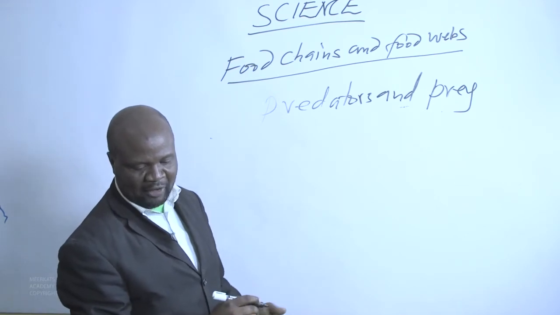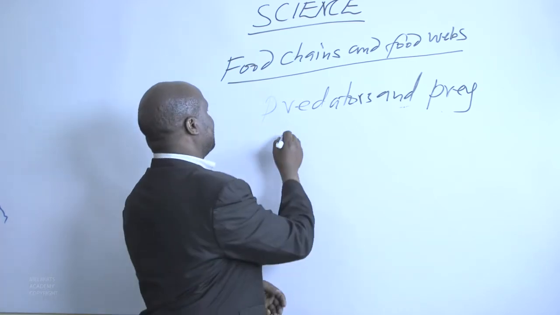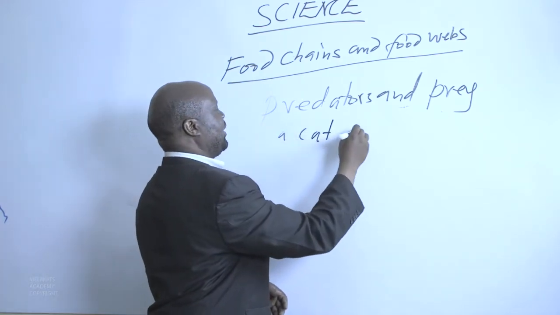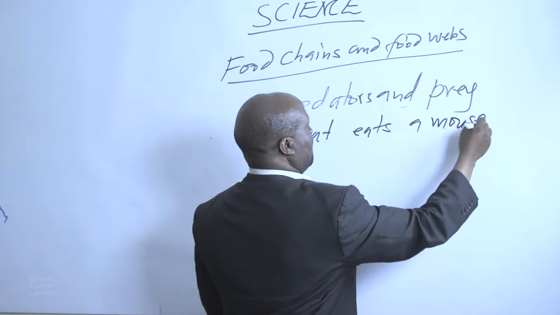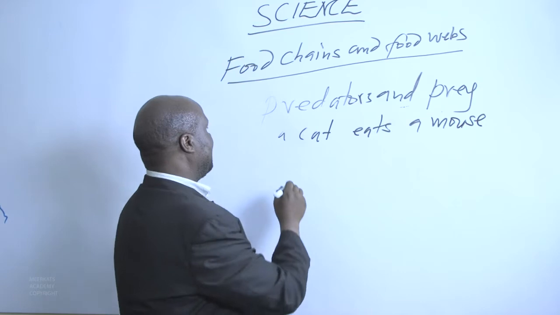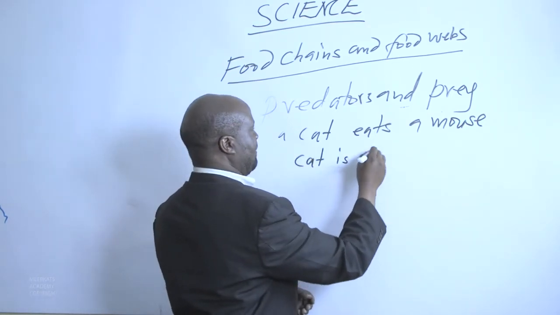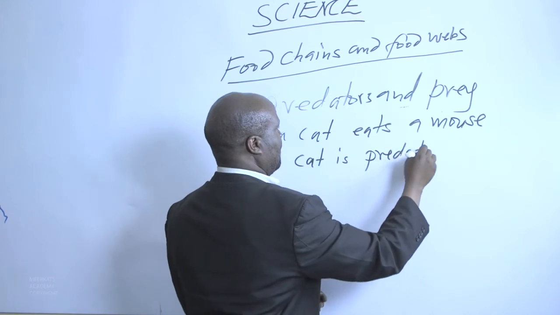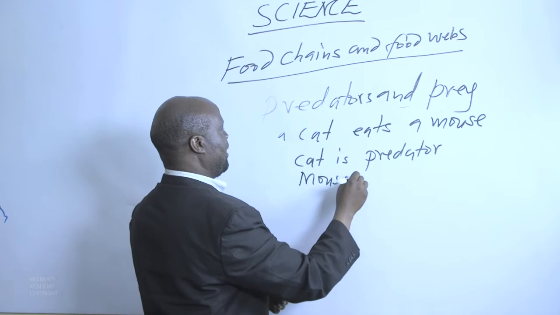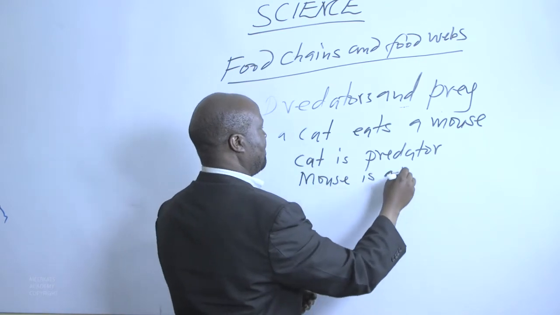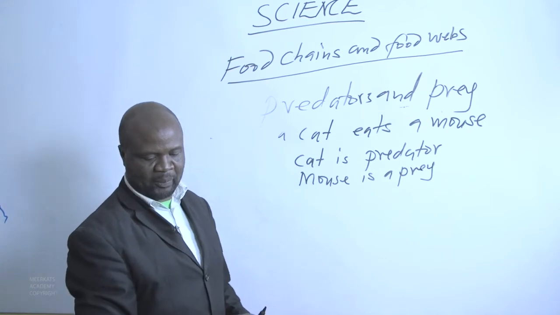For instance, we can have a relationship whereby a cat eats a mouse. In this situation, a cat is a predator and a mouse is prey. We can see that relationship.